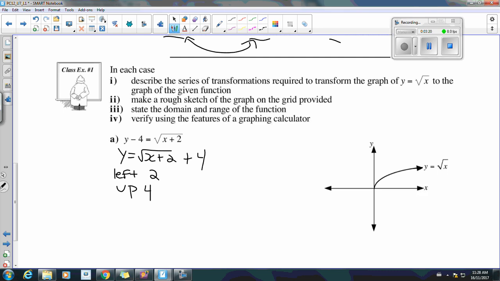So the easiest thing to do is to take your vertex here, which was (0, 0), move it left 2 and up 4, so it's going to be about here. We have no stretches, so the shape is going to stay roughly the same. Well, I can only draw it roughly the same. The domain and range, well, these tell you how your domain and range change. Your domain is now x is greater than or equal to negative 2. And your range will be y is greater than or equal to 4.